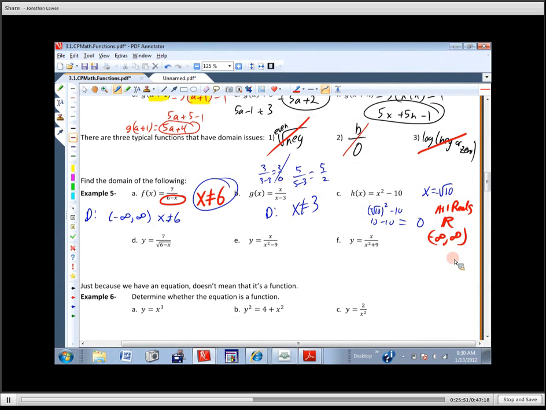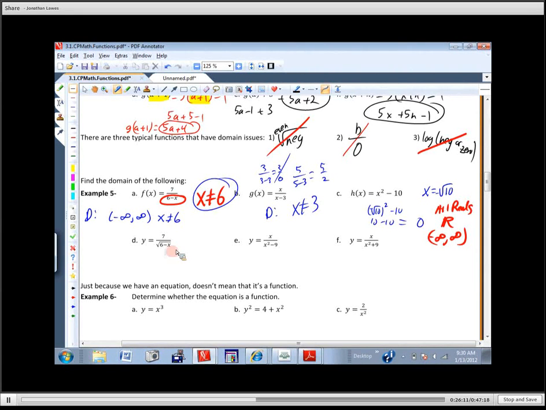What's example D got going on? Okay, it's got square roots, so we have to be careful. We can't have this be a negative. Whatever 6 minus x is, it better not be negative, because you can't take an even root of a negative.